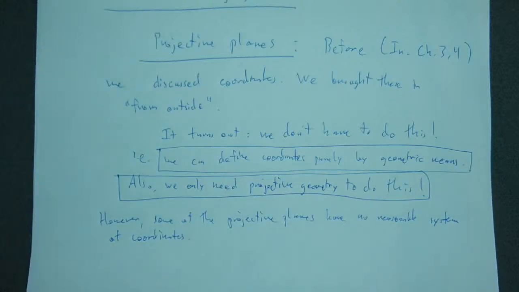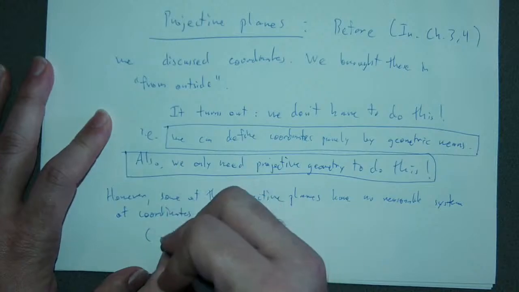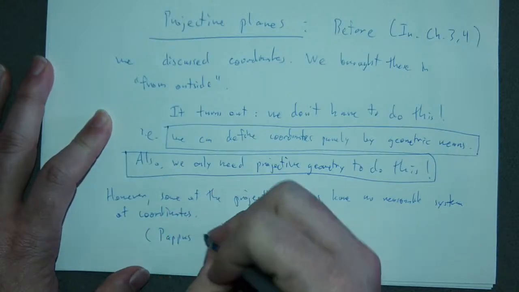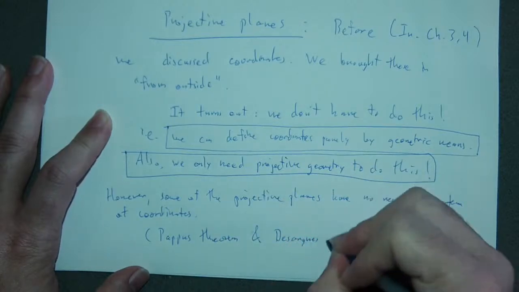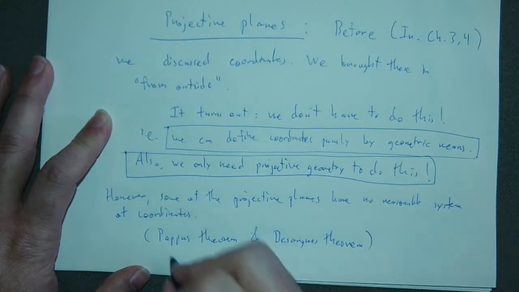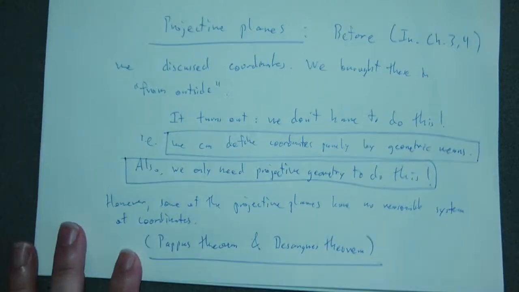Now, you might say, well then this box thing that I wrote here wasn't quite true. It's not that I only need projective geometry to do it. Maybe there's something else here that I need. And it turns out, yes, there's something else I need here. It's additional properties that we had in our previous examples. Okay, so we need additional axioms. So it turns out what we need are the Pappus theorem and Desargues's theorem. These are the things we need.